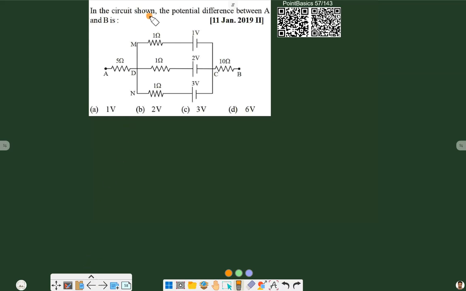As shown in the circuit, we have to find the potential difference between A and B, and we can see that here we have 3 batteries. This is battery number 1, battery number 2, battery number 3, all of these are in parallel. All three batteries are connected in parallel, and we have two resistances here of 10 ohm and 5 ohm. So what we can do is find their equivalent parallel combination, and then we will solve further like we have done in the previous question.